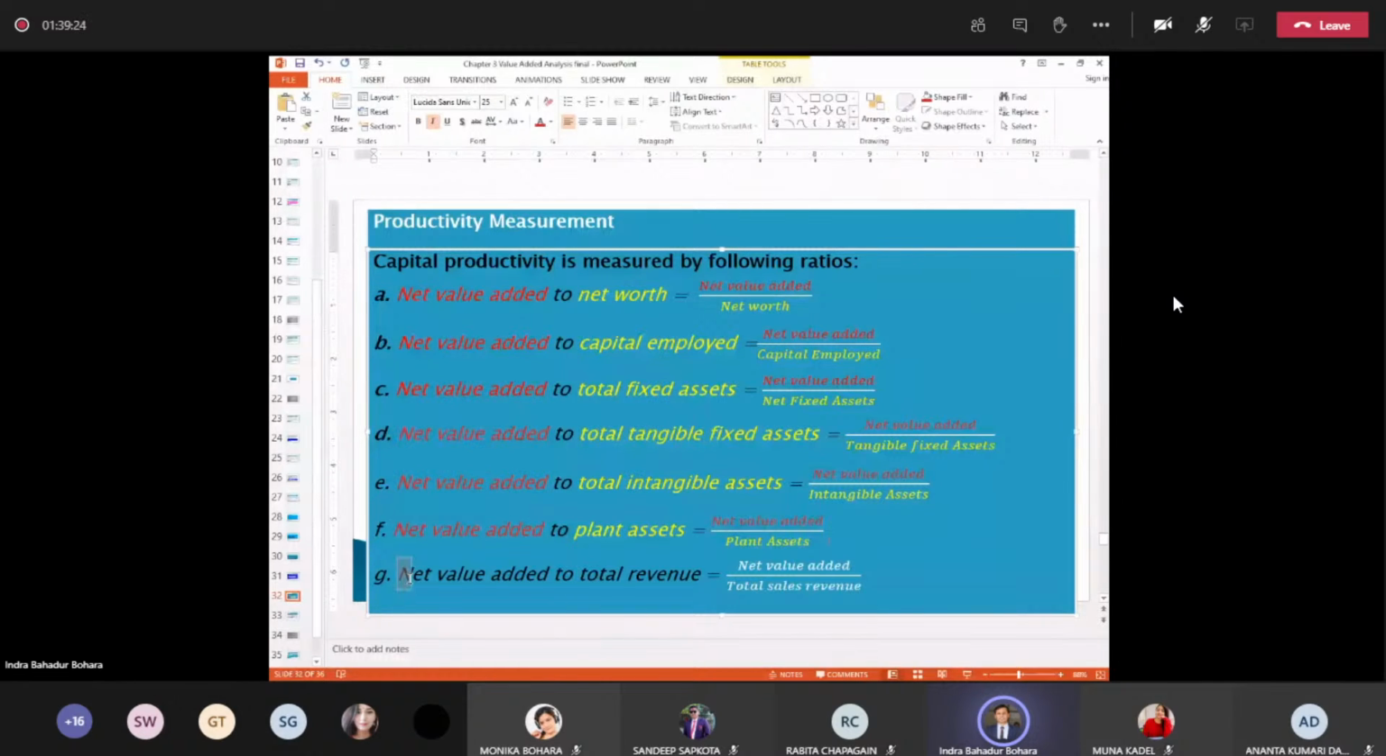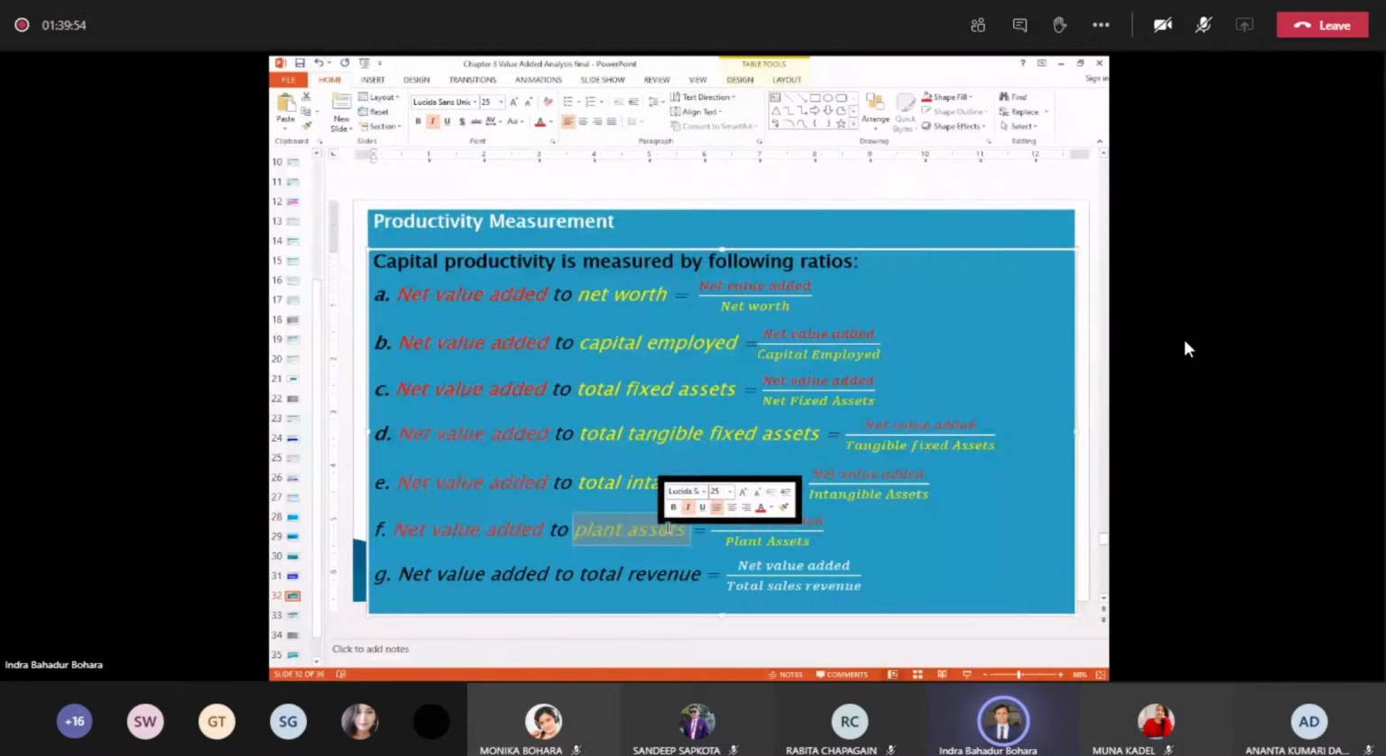You only need to know that capital productivity consists of net worth, long term capital employed, long term total fixed asset, long term total tangible fixed asset. Total fixed asset consists of tangible and intangible both. Total tangible fixed asset consists of only plant, machine, furniture, vehicle, land, building, etc. In total intangible, I have told you. And plant assets include only plant, equipment, machineries.